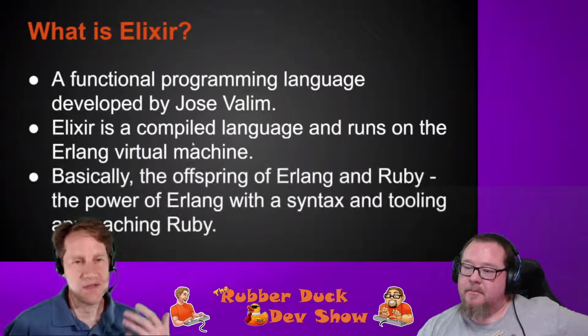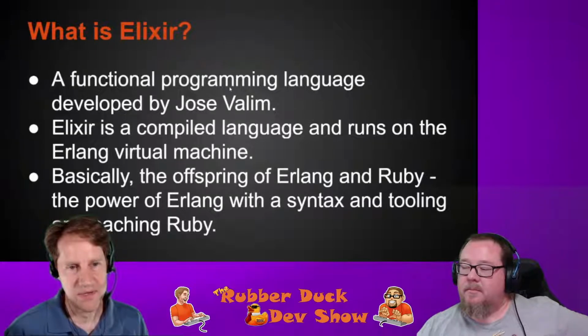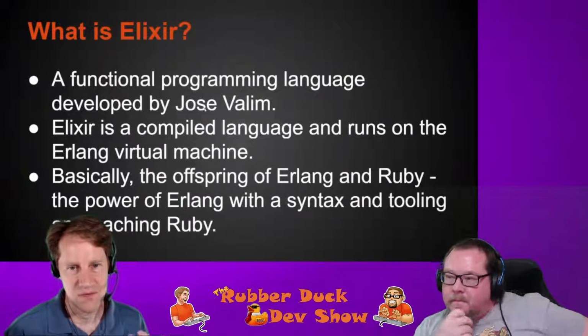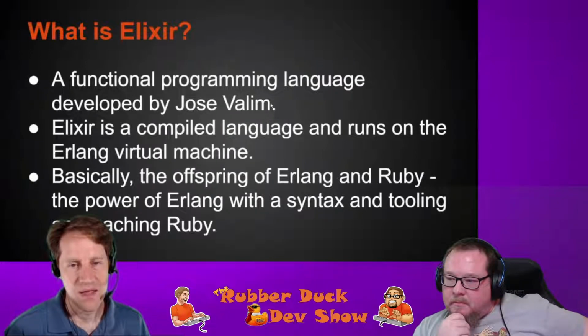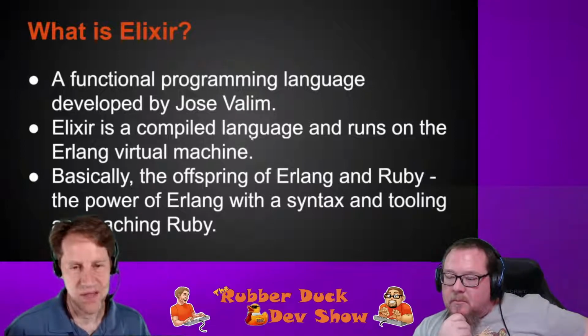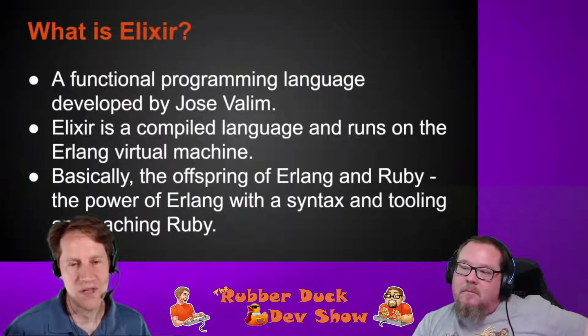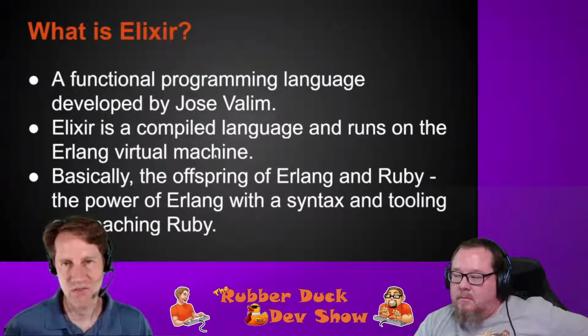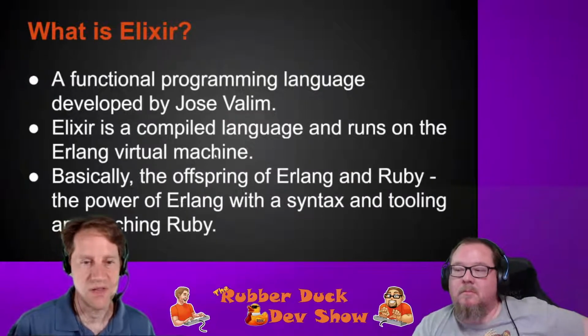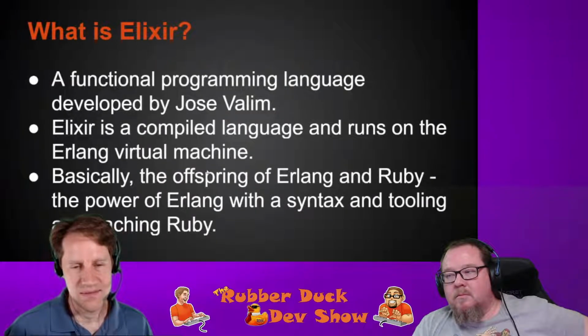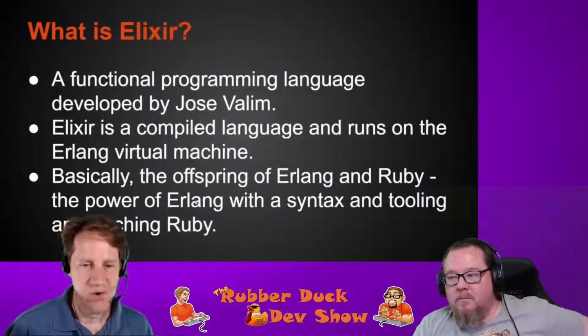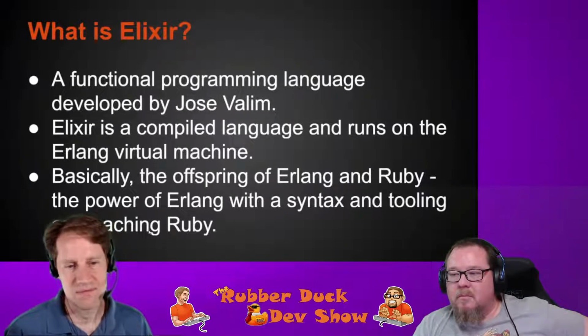So again, I'm going to talk about Elixir, and basically it's a functional programming language created by Jose Valim. He used to be one of the Ruby developers, and he jumped over to start writing Elixir. It is a compiled language, so it's not interpreted like Ruby, and it runs on the Erlang virtual machine. So much like there's a Java virtual machine, in Erlang there's an Erlang virtual machine. I kind of call it the offspring of Erlang and Ruby. It has a lot of the power of Erlang with syntax and tooling similar to Ruby.